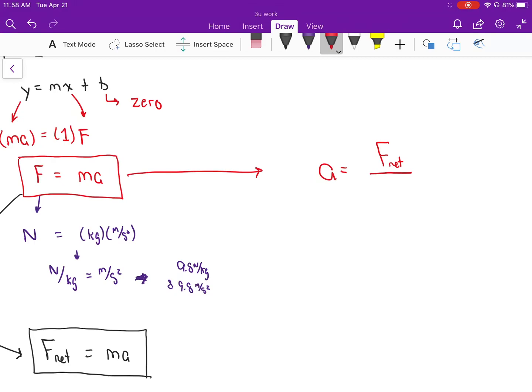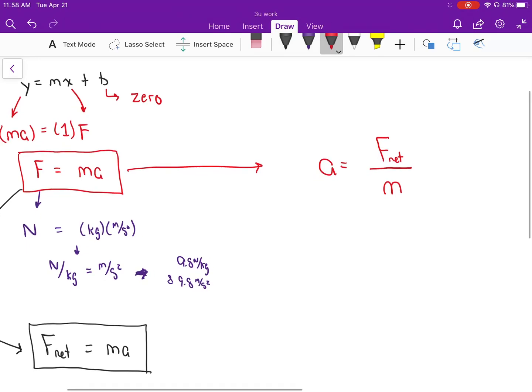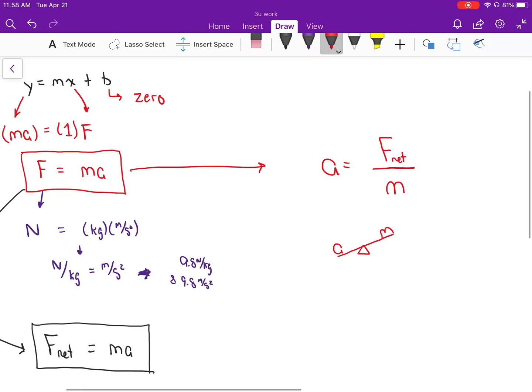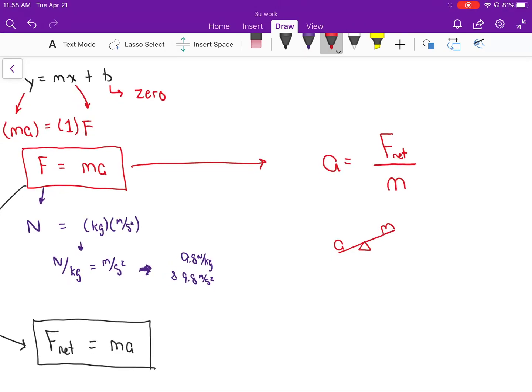The other part was it's inversely proportional to the mass. If you push something really heavy or really massive, it's not going to accelerate as much. Sometimes I call that the teeter-totter effect. Something with a light mass will accelerate more. As mass gets smaller, acceleration gets bigger, and vice versa. If you push something really massive, the acceleration isn't as big.